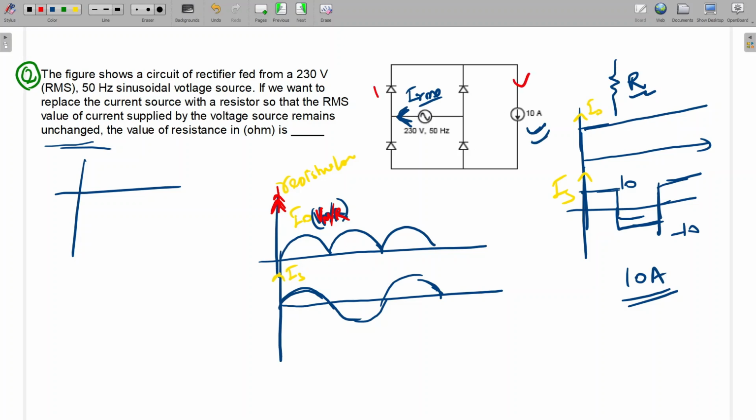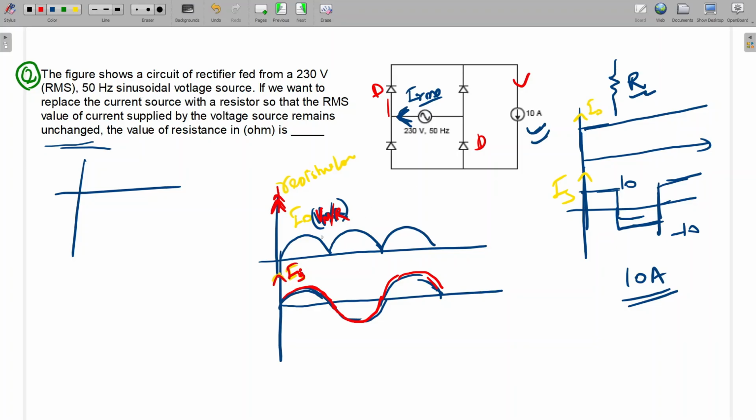When D1 D2 will conduct, then source current will be this one. And when D3 D4 will be conducting, the source current will be reversed, negative. Here also the same thing is happening. So here this is the source current Is.